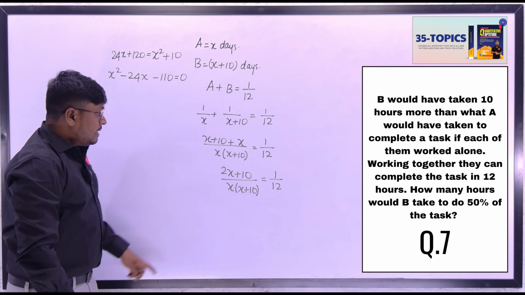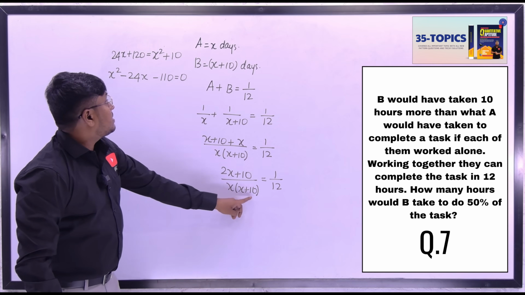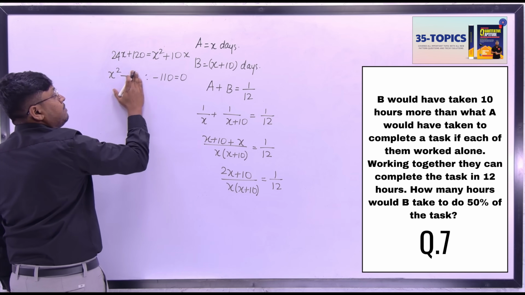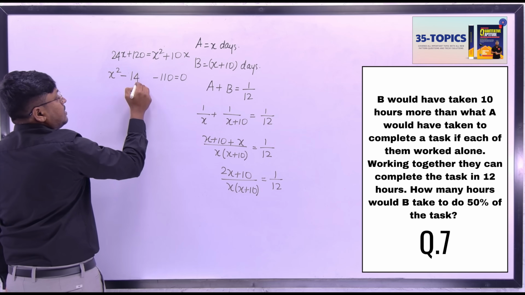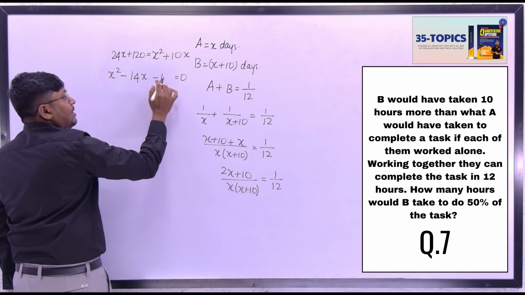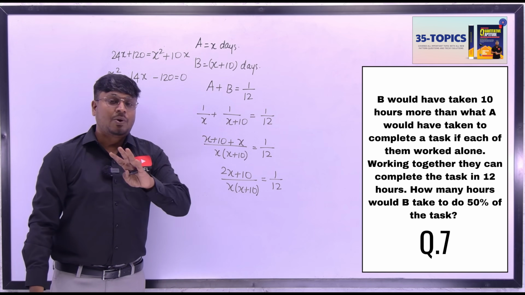I think yes. So 12 2s are 24, 120, x square plus 10x. Sorry, this will be 10x. So 10x minus 24x will be minus 14x. See how many mistakes I am making here, right? So this will be 120. Yes. So finally, we got a quadratic equation. So now we need to solve this quadratic equation.